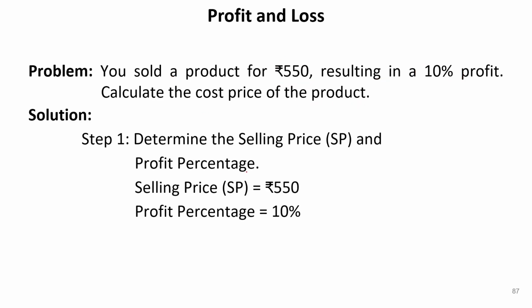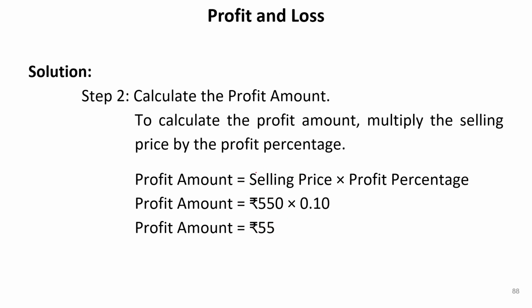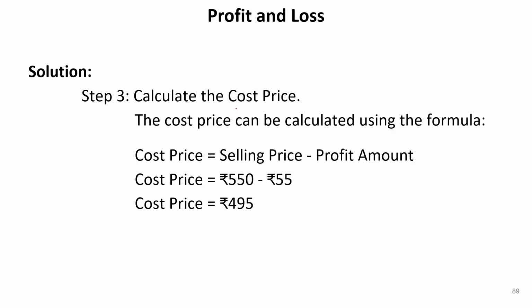So selling price and profit percentage: the selling price is 550, profit percentage is 10%. So the profit amount is equal to selling price into profit percentage. So 550 into 0.10 is equal to 55 rupees, right? So calculate the cost price. The cost price can be calculated using the formula selling price minus profit amount, which is 550 minus 55, equal to 495. So 495 is the correct answer.